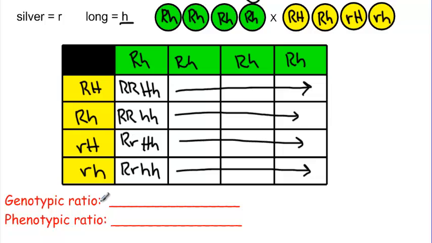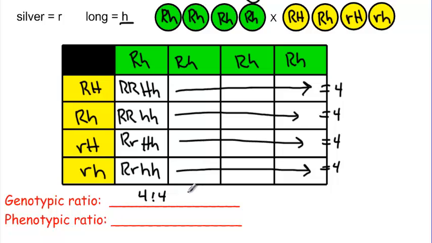Okay, so now let's look at the ratios. The genotypic ratio, we're going to look at all 4 letters. So there are only 4 that have this combination. So that's 4. Big R, little h. Well, there's no other like that. So that's 4. And that one's 4. And that one's 4. Okay, so my ratio is 4.